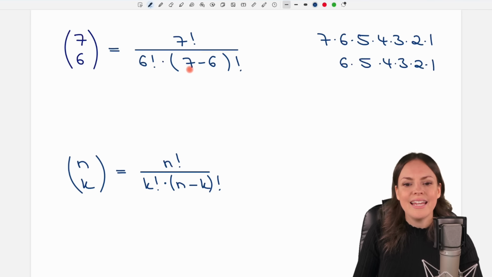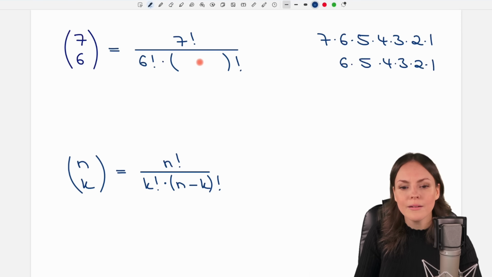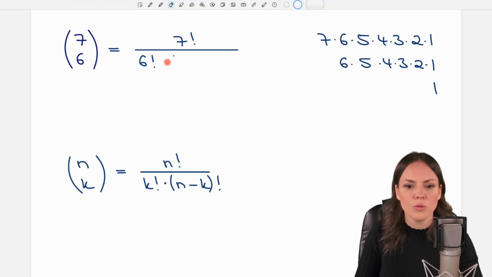And 7 minus 6 factorial, let's calculate the 7 minus 6 first. 7 minus 6 is just 1. So 1 factorial would just be you start at the 1 and multiply down until you get to the 1. So you just stop there immediately. 1 factorial is just equal to 1. So we can replace this then already. We have, instead of 1 factorial, we just have times 1. Okay, we don't need times 1 at all. So we only have 7 factorial over 6 factorial.